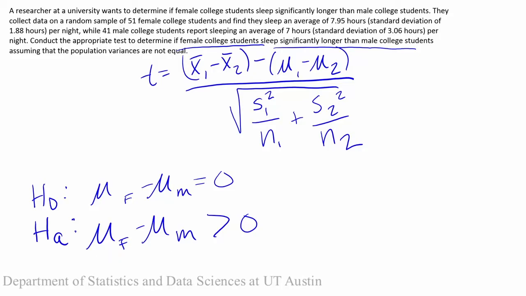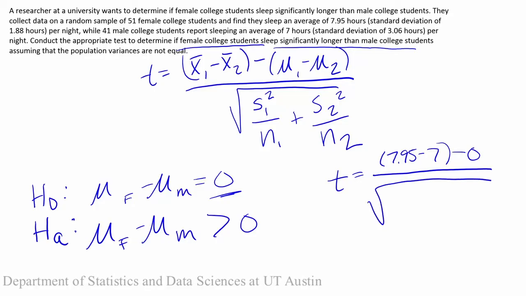Now we can begin our test. Let's fill in our t-statistic. T is equal to the difference between our two sample means. So the female sample had a mean of 7.95 hours, and the male sample had a mean of 7. We subtract from this the value that we're comparing in the null hypothesis, or our null hypothesized mean. And we're comparing in our null hypothesis to a value of 0, so we just subtract 0. Then we divide by our standard error.